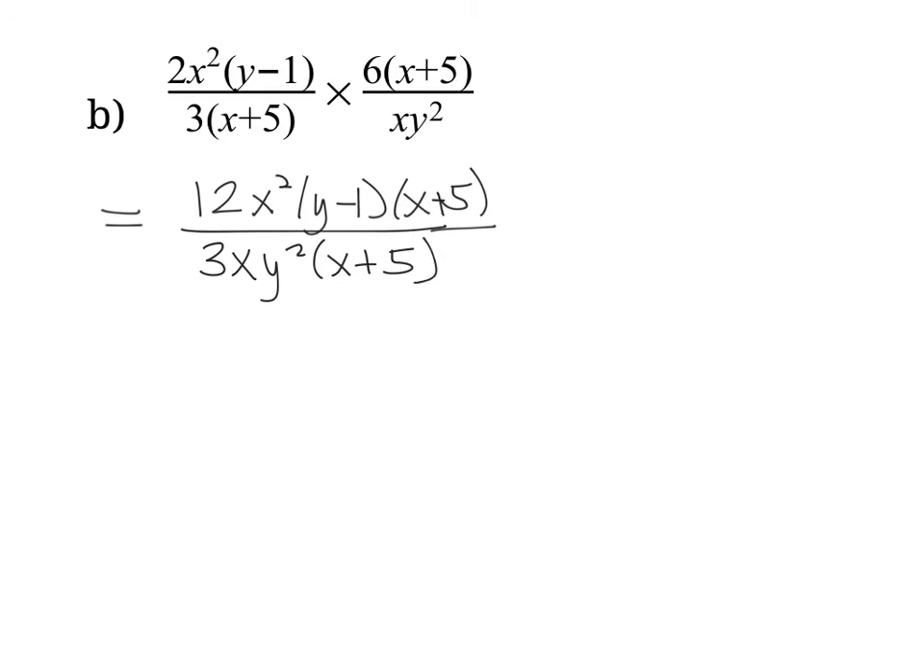Okay. So now we can take a look at what we can simplify. So if there's any common factors. So I see an x plus 5 in the numerator and an x plus 5 in the denominator. So we know that we can cancel those out. I also see numbers that we can simplify.